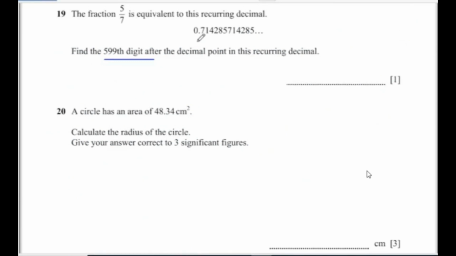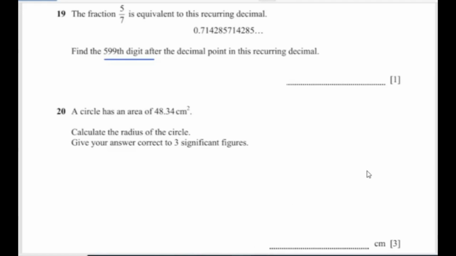Question 19. The fraction 5 over 7 is equivalent to this recurring decimal. Find the 599th digit after the decimal point in this recurring decimal. So it's easy. All we need to do is check the nature of the recurring decimal. We see 7 repeats after 1, 2, 3, 4, 5, 6, after every 6 digits it starts all over again. So we just need to get the closest multiple of 7 to 599.